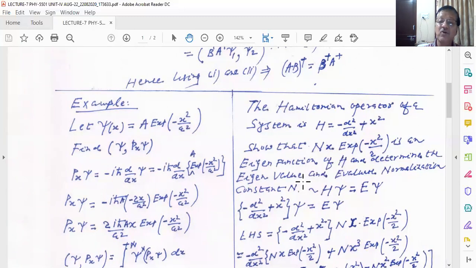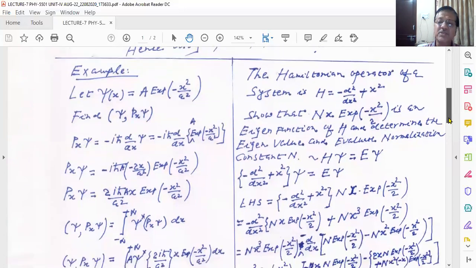Determine its eigenvalue and evaluate the normalization constant, because this is a constant and this is psi of x. So psi of x is N x exponential of minus x square by 2, where N is a normalization constant. So we will find out the normalization constant also. This problem is very interesting, and it gives you many different views on how to solve this particular problem. So now let us try to solve this problem.